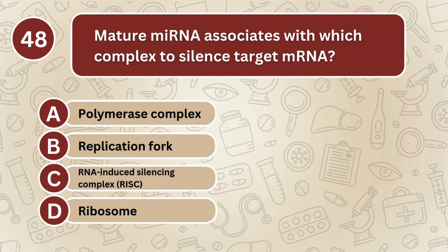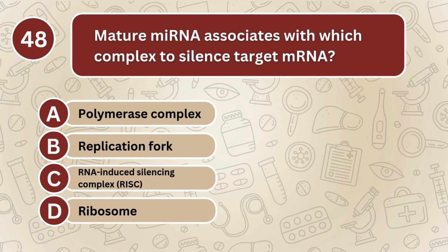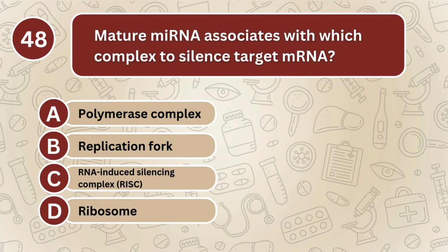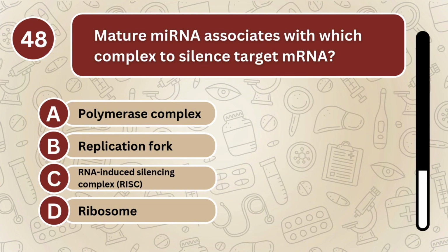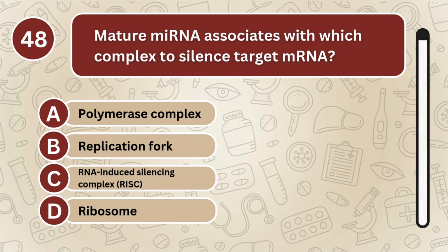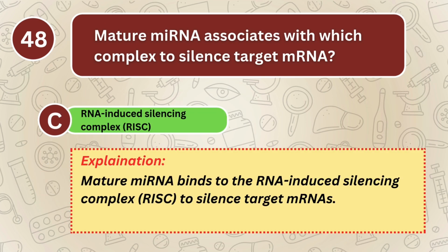Mature microRNA associates with which complex to silence target mRNA? A. Polymerase complex, B. Replication fork, C. RNA-induced silencing complex, or D. Ribosome? Correct answer is C. RNA-induced silencing complex, or RISC.